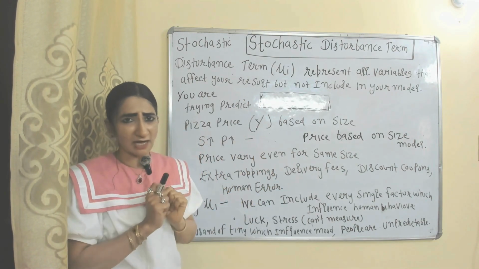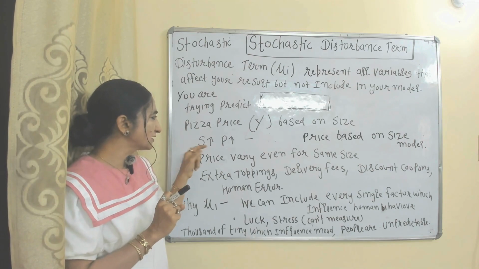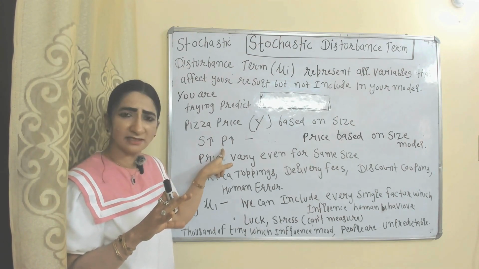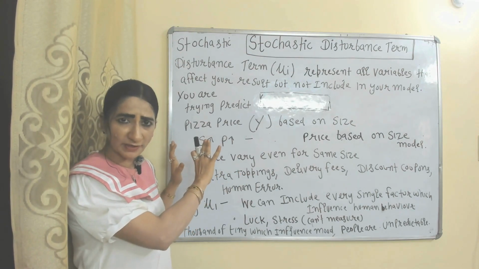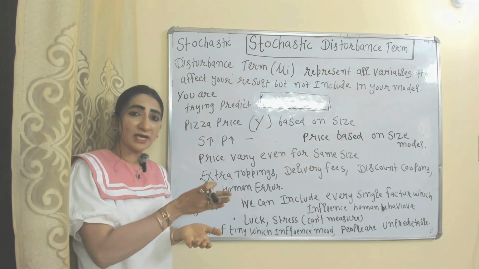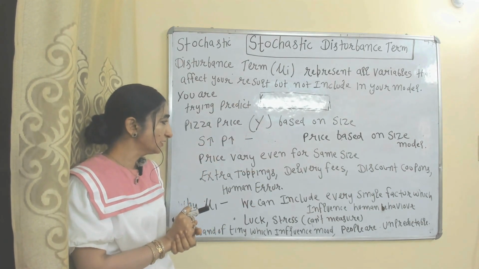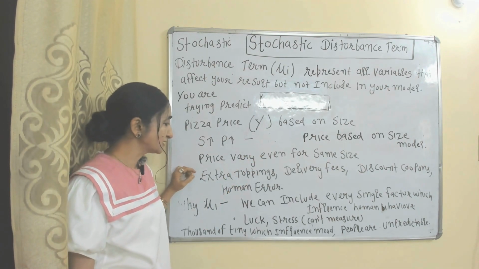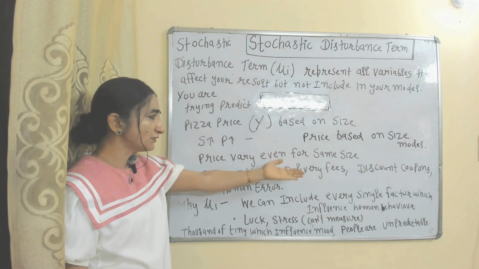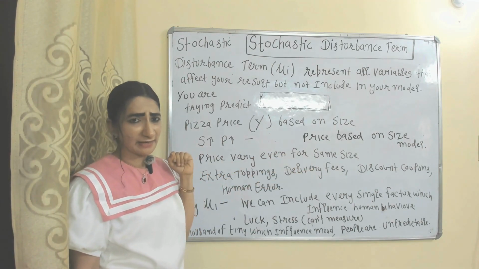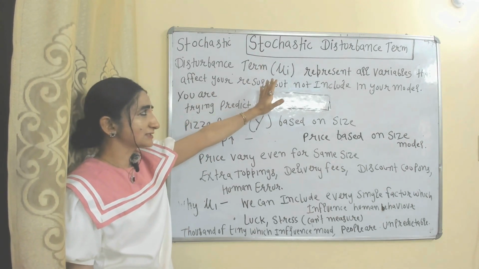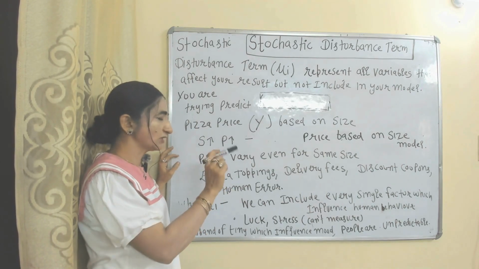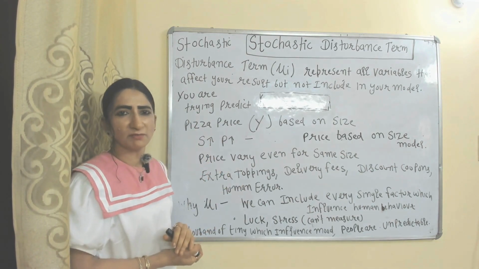We can clearly understand with the help of one example. You want to predict pizza price based on size, and your model concludes that as size increases, price also increases. So this is your prediction according to this model. But when you actually go to the pizza shop, you find pizza price varies even for the same size. This difference arises due to extra topping, delivery fee, discount, coupon, or even human error. An error term, or you can say the stochastic disturbance term, captures the influence of all other variables which actually influence your dependent variable but are not included in your model.